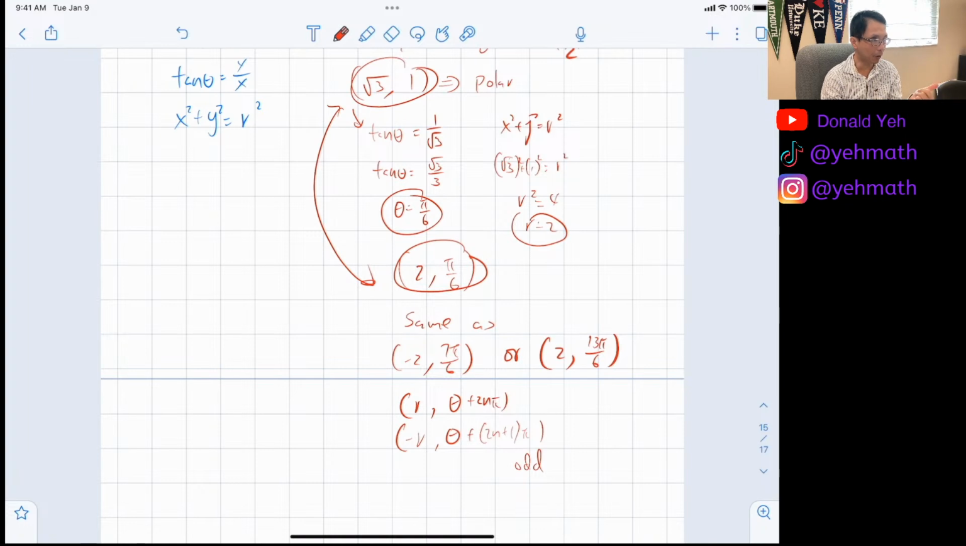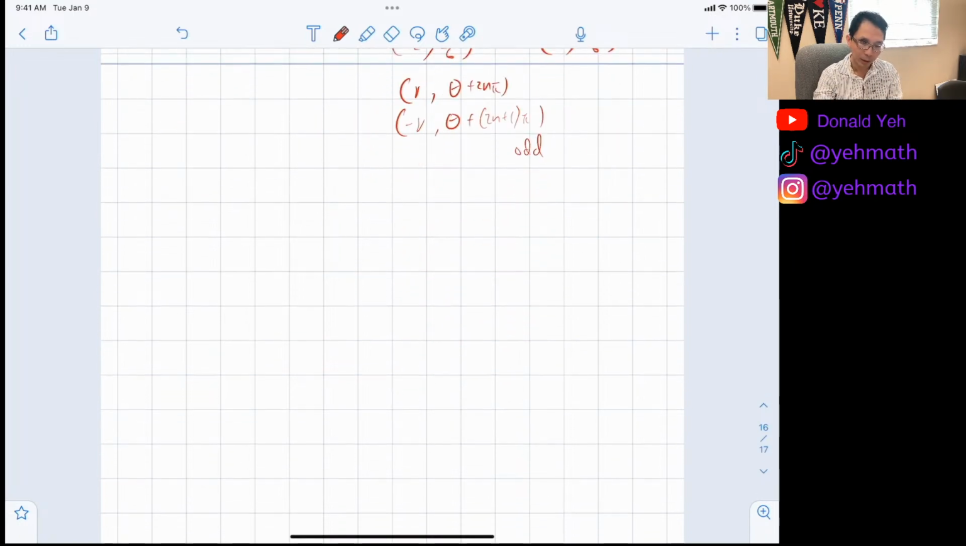So you can convert polar to rectangular, and rectangular to polar. Now we're going to teach you how to graph a polar equation. We have a coordinate, and we also have an equation. So, polar equation. Okay, polar equation. Got it?